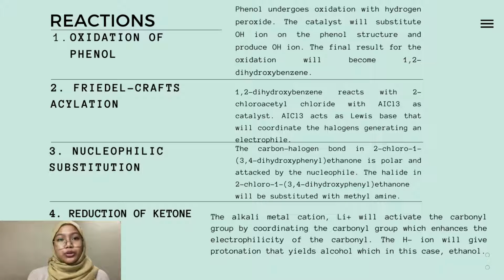Next is Friedel-Crafts acylation. 2-hydroxybenzene reacts with 2-chloroacetyl chloride with aluminum chloride as catalyst. Aluminum chloride acts as Lewis base that will coordinate the halogens, generating an electrophile.